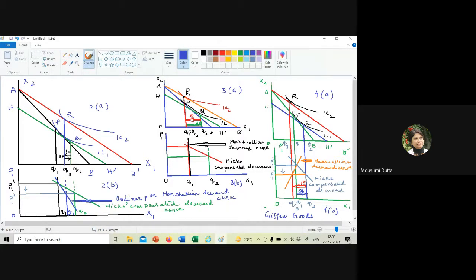However, here the ordinary demand curve will be steeper than the Hicksian compensated demand curve.